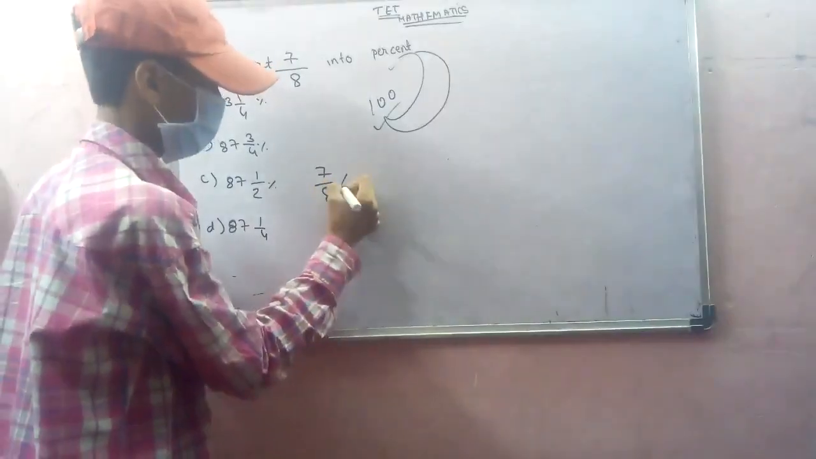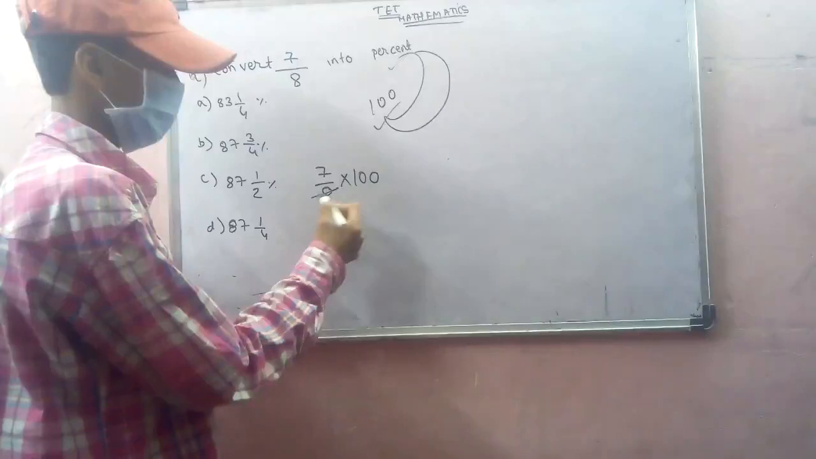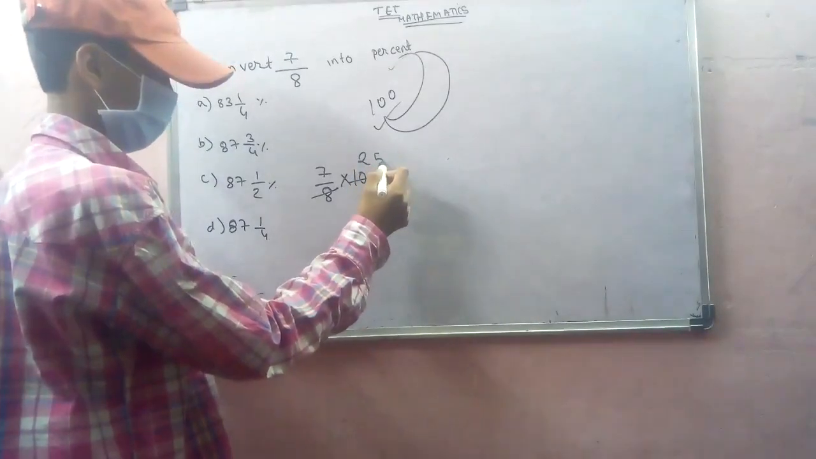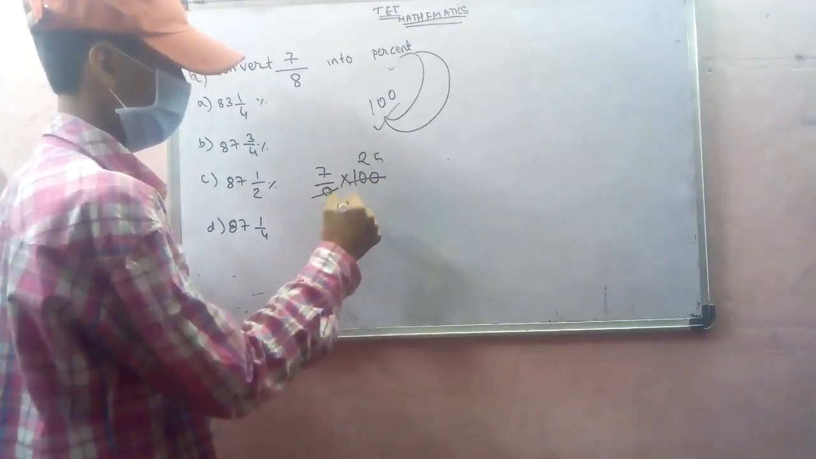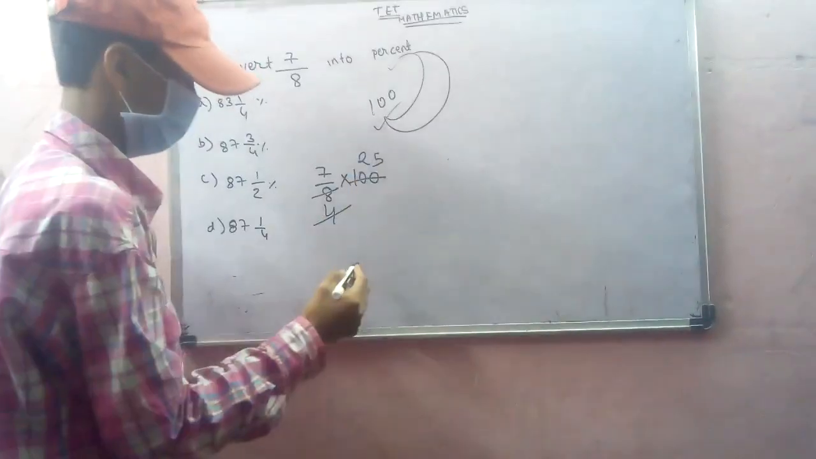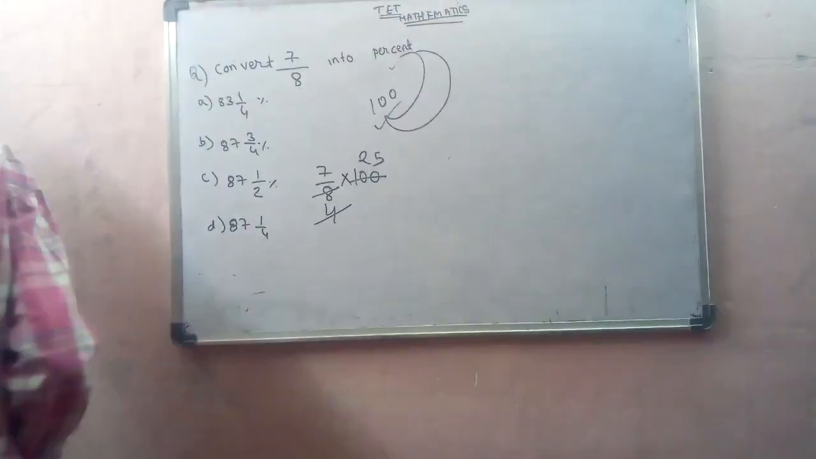Now you should multiply with 100. Here see, 7 by 8 is there, we should multiply with 100 to calculate percentage. Okay, you will get... No, wait. 8 and 4, 25. Wait one second, wait, we will do in a different method.